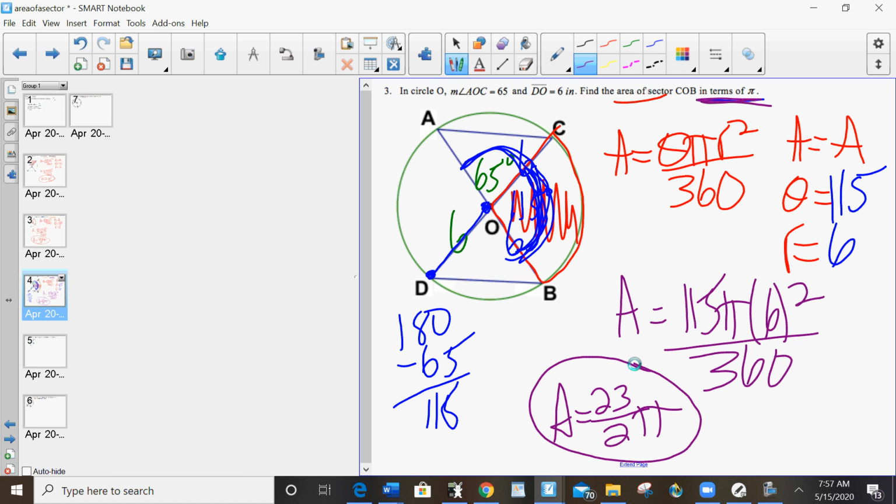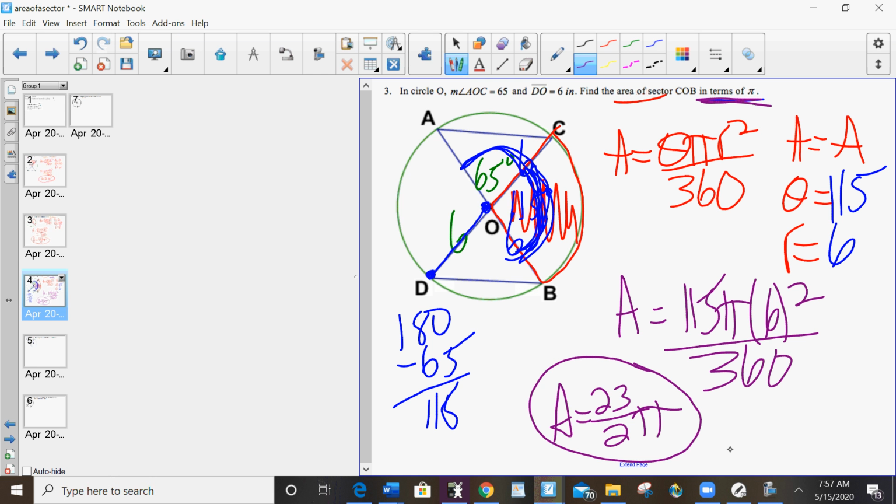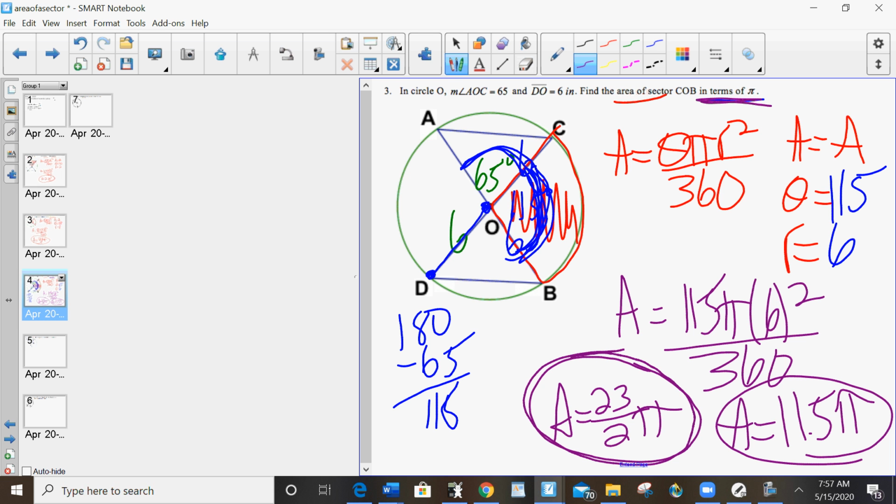Now, some of you might say, well, what if I did the top separately? What if I did 115 times 6 squared, and then I divided by 360, and I got 11.5? Yeah, 23 over 2 is 11.5. So they're both fine. I would rather you just type it in as alpha y equals enter. You're a lot more likely to get it right, a lot less likely to make a mistake. But 11.5 pi is the same answer. It's equivalent. So if you got that, that's fine.